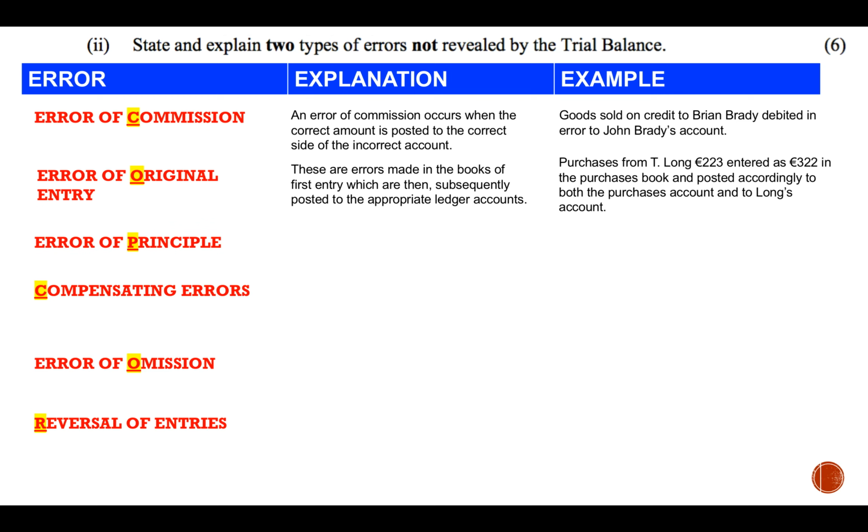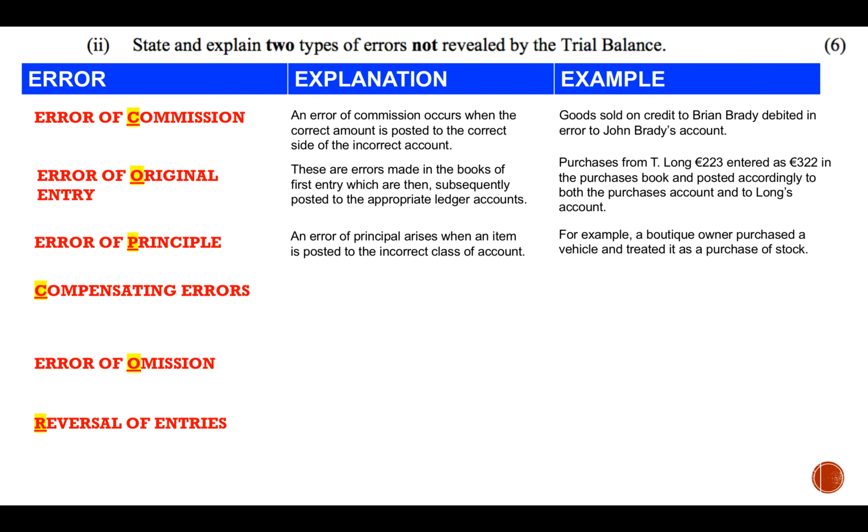Next, we have error of principal. An error of principal arises when an item is posted to the incorrect class of account. For example, a boutique owner purchased a vehicle and treated it as purchase of stock.